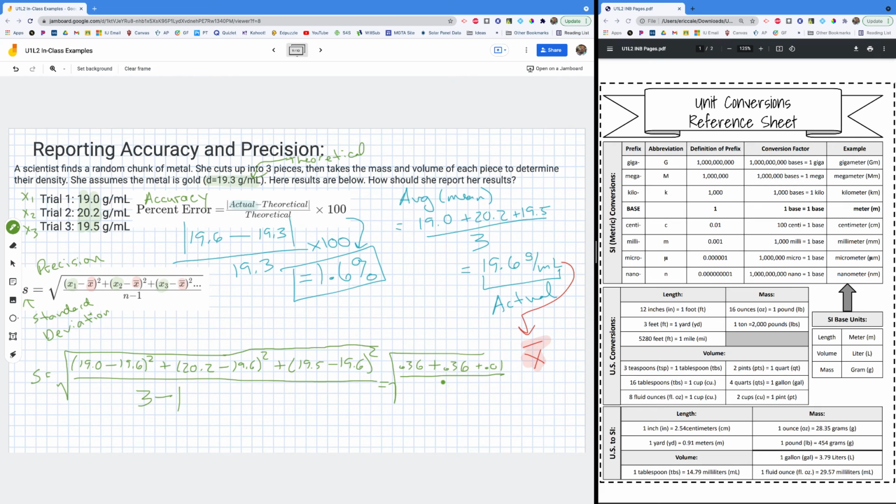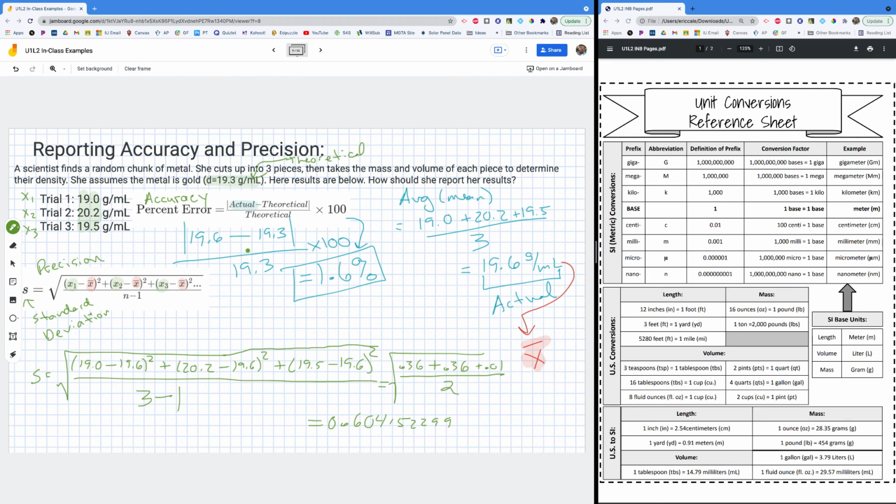All over 3 minus 1, which was 2. So if we do that, we should get 0.36 plus 0.36 plus 0.01 equals 0.73. Divided by 2 is 0.365. And then square root that. So the square root of 0.365 equals 0.604152299, and so on.